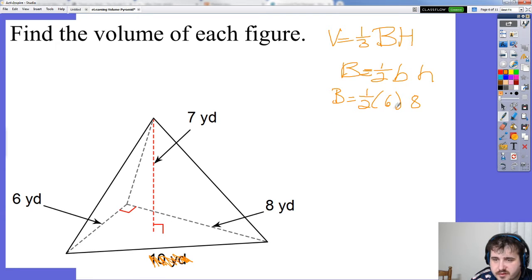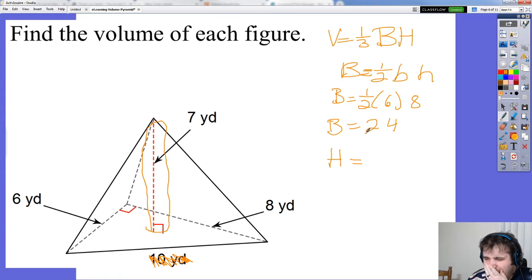So this is 1/2 of 6 is 3 times 8 is 24. And then the height, well, look, the height of the pyramid is this thing, right? Again, you're looking for the red dotted line going up out of the base into the corner.